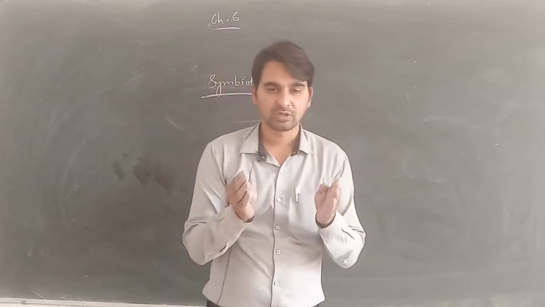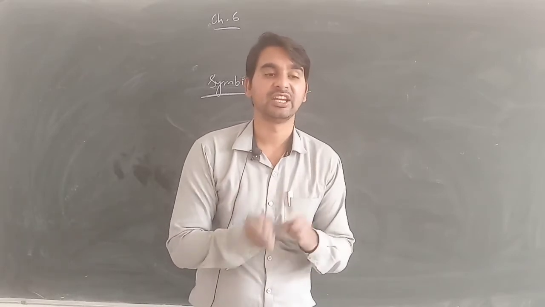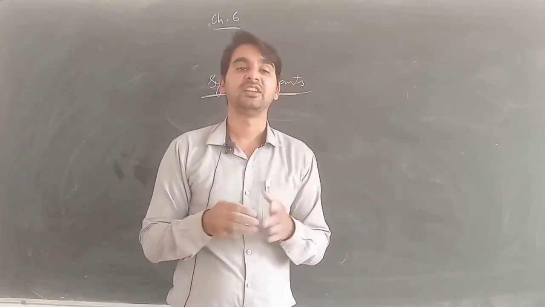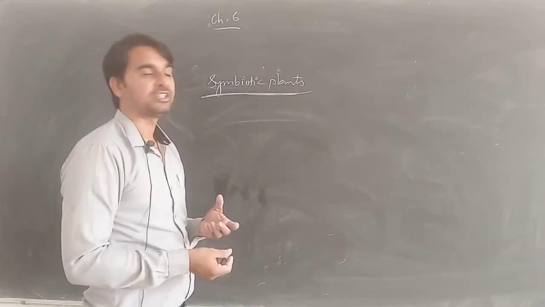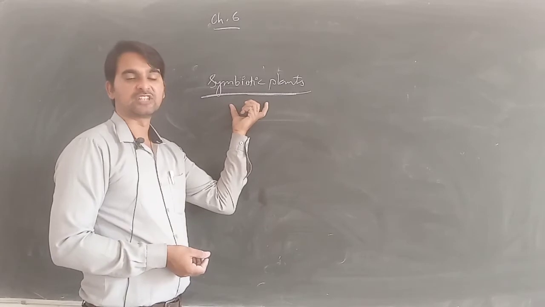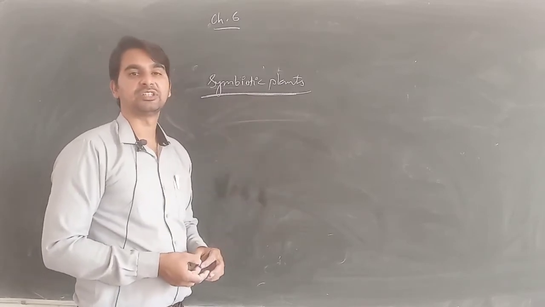That means two organisms are living together without harming each other or without causing any damage to each other, but instead they are benefiting each other. Such an association or relationship is known as a symbiotic relationship. That's why they are known as symbionts. So such plants are known as symbiotic plants.